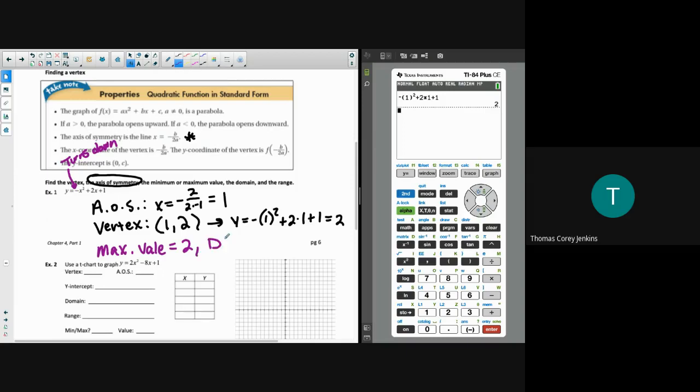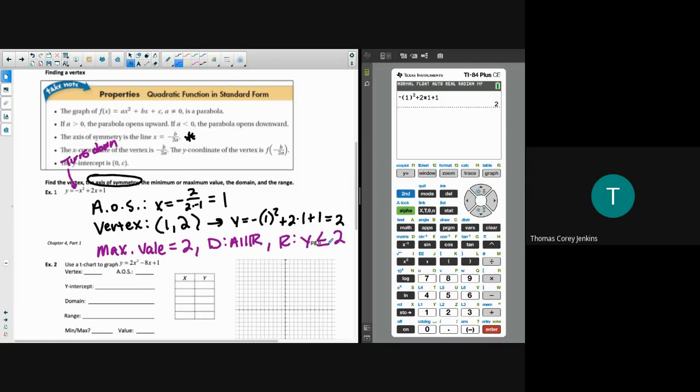And then you could do your domain and range as well. Domain, we just know, is going to be all real numbers. And range is going to be, let that catch up for a second. Range is going to be y is either greater than or equal to or less than or equal to 2. So then you got to think, if 2 is my maximum value, then all the other ones would have to be less than. So less than or equal to 2.